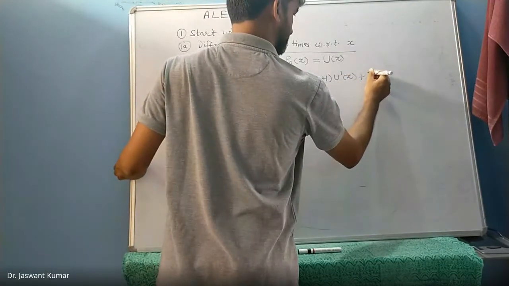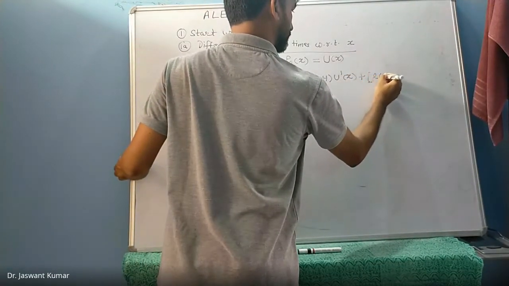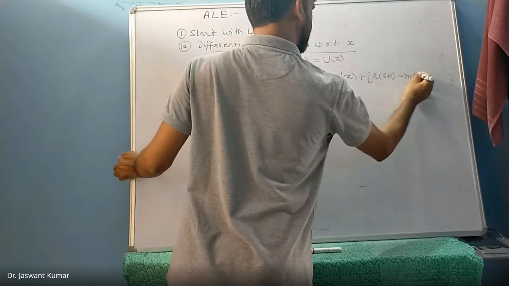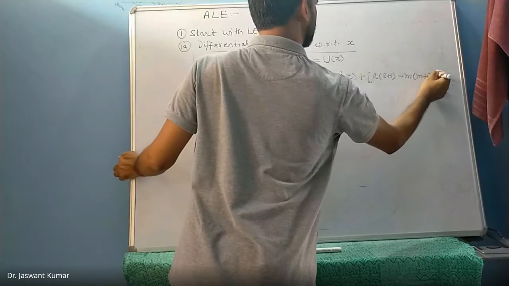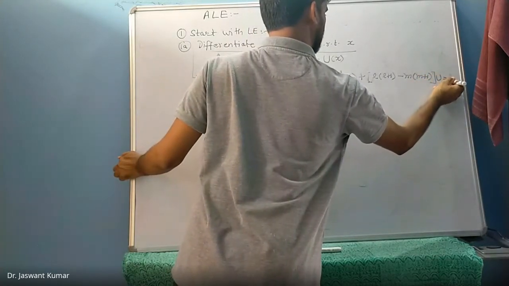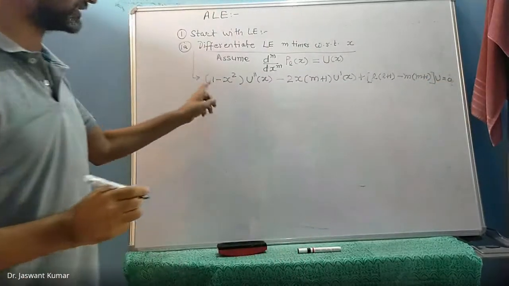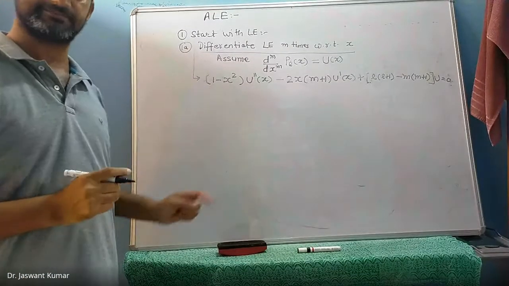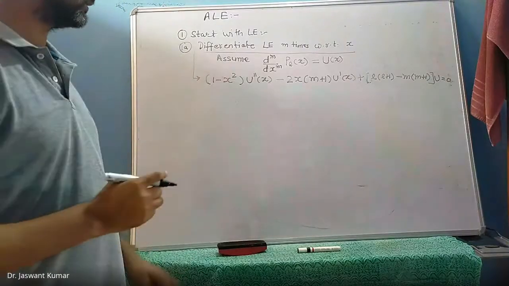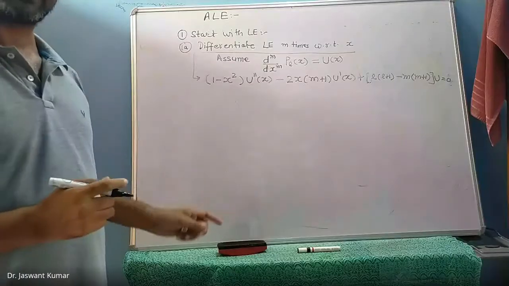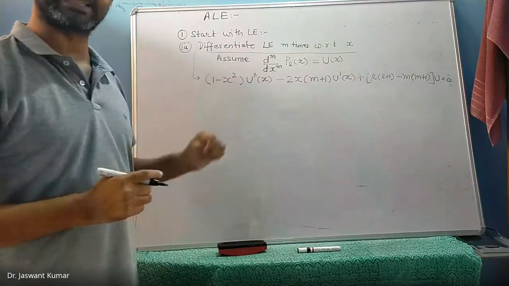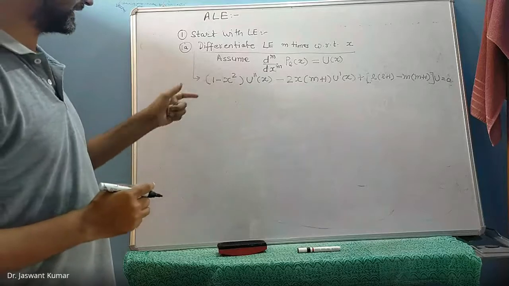Plus L into (L plus 1) minus m into (m plus 1), this whole multiplied with u, is equal to 0. Look, children, this equation we had derived in the last class. You tell me if we had derived it or not. Yes, sir. Shabash.